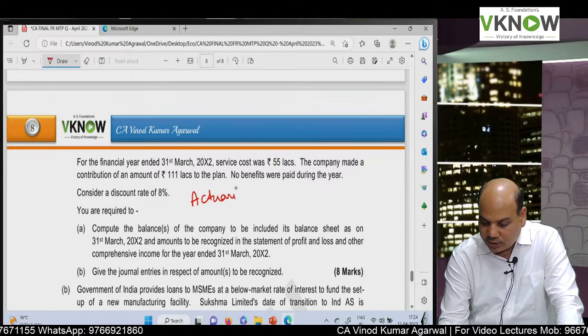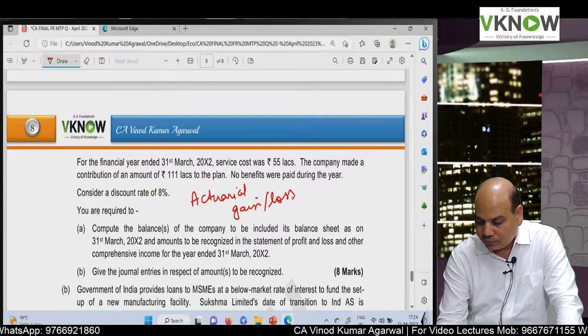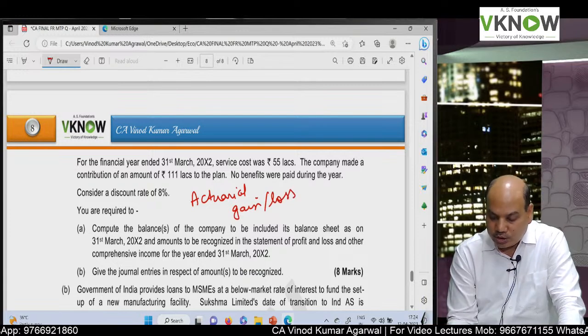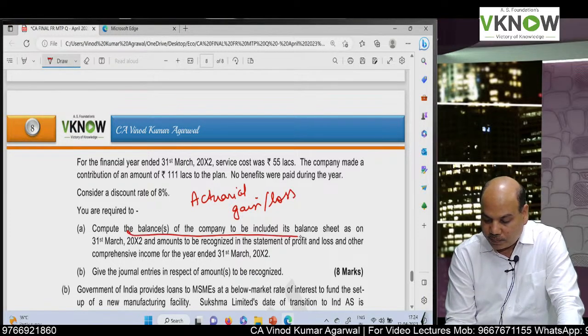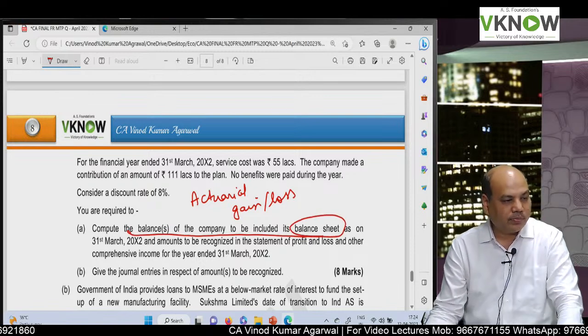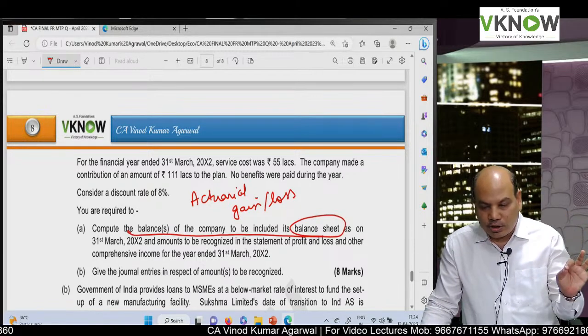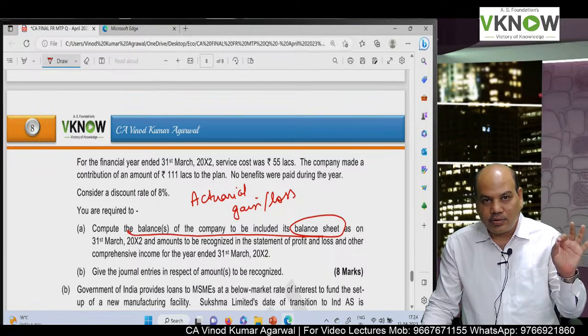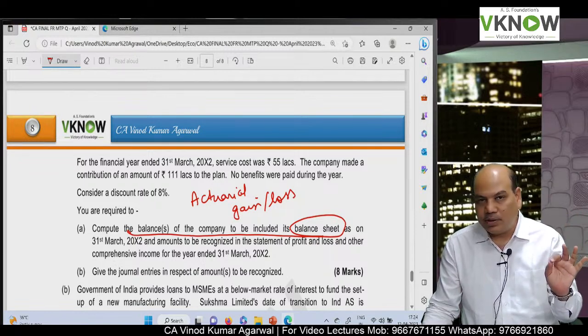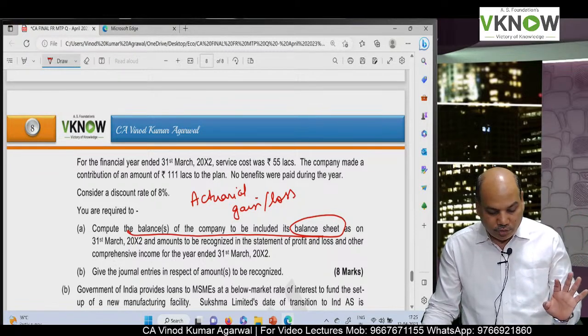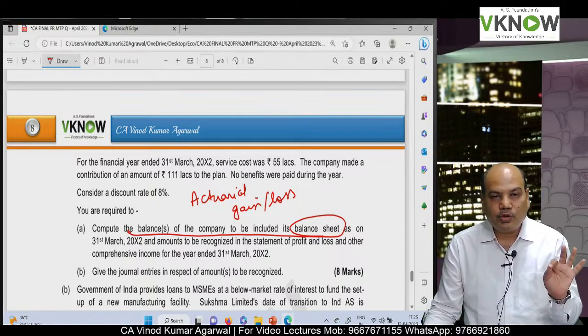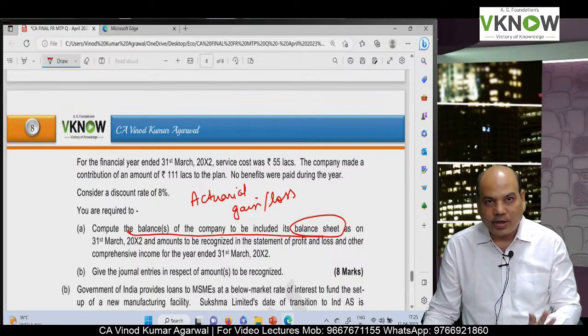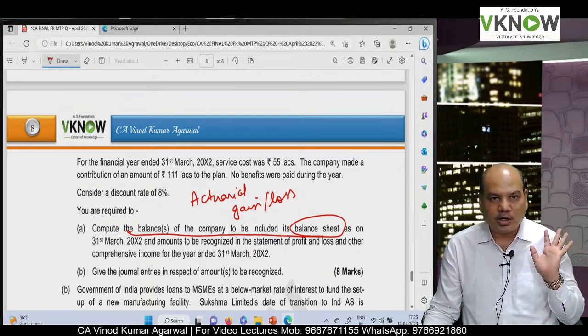The missing figure in the two accounts will be actuarial gain or loss. After you have prepared the two ledgers, you have to give the presentation in the balance sheet. So first you prepare the two ledgers, plan asset account and present value of defined benefit obligation account, and then you will be able to easily prepare the balance sheet and P&L account items.